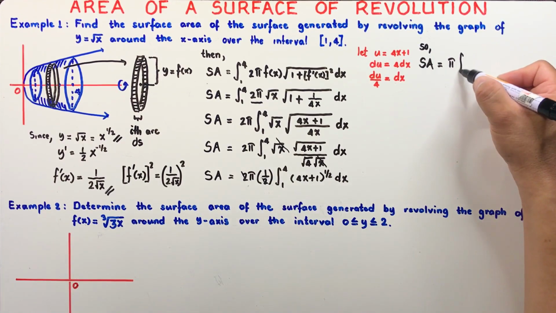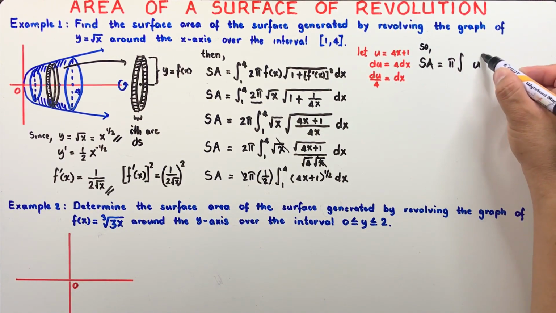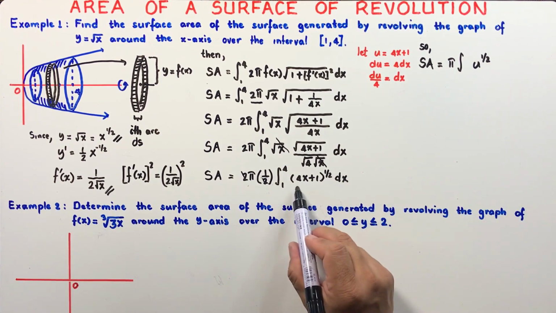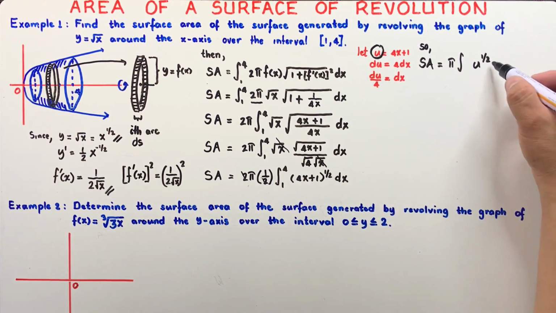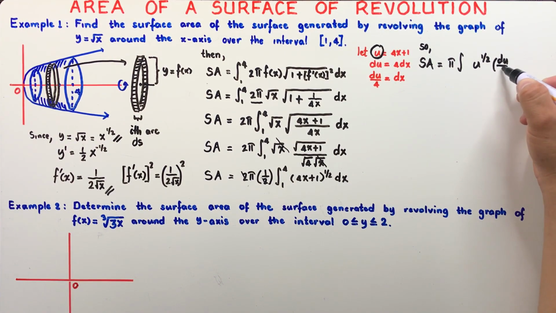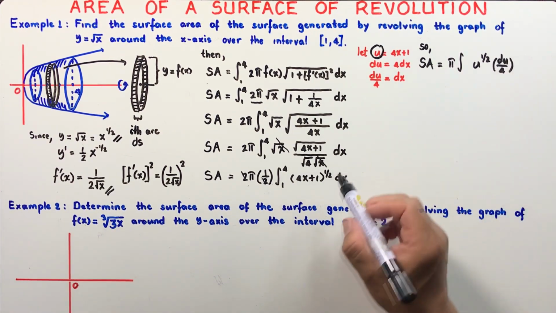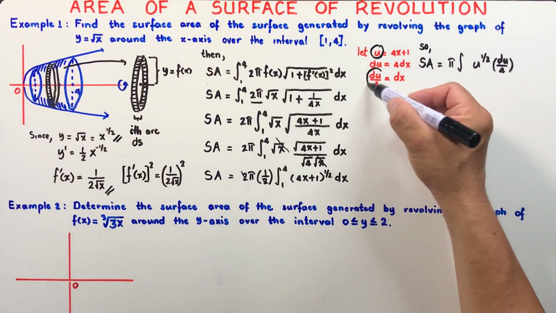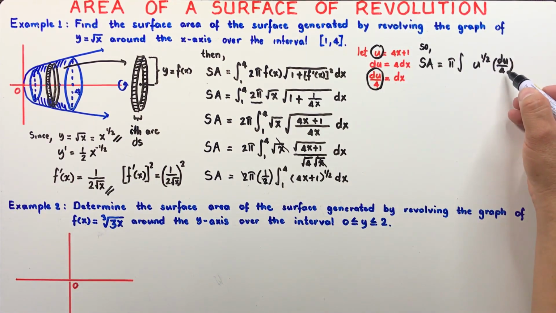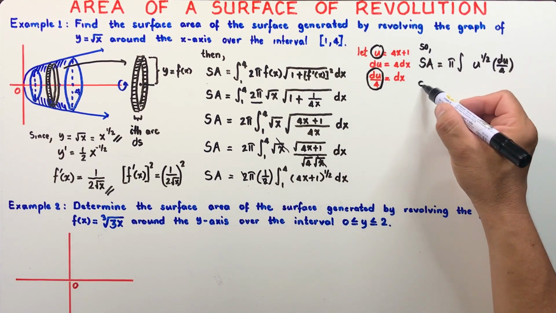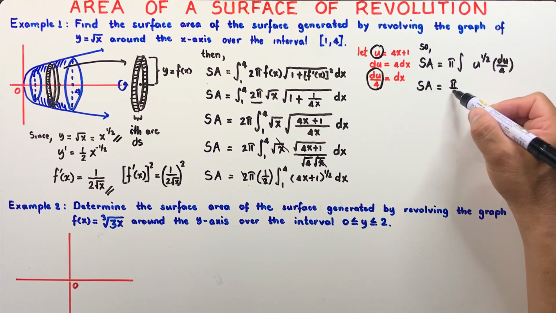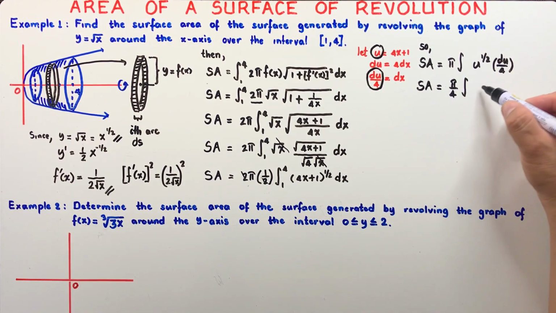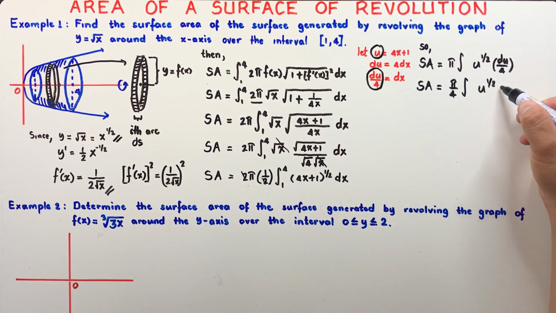So pi times the integral of u to the power 1/2, because instead of writing 4x plus 1, I will write its equivalent expression, which is u. And this is multiplied by du over 4, because instead of writing dx here, I will write its representation du over 4. And now we can factor our 4 outside the integral. So this becomes pi over 4 times the integral of u to the power 1/2 du.